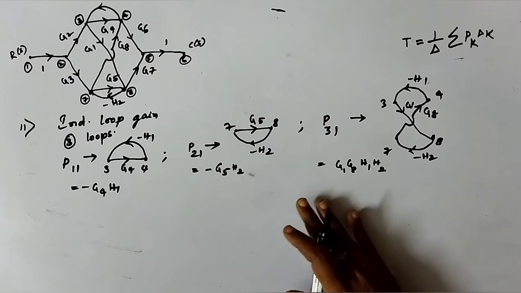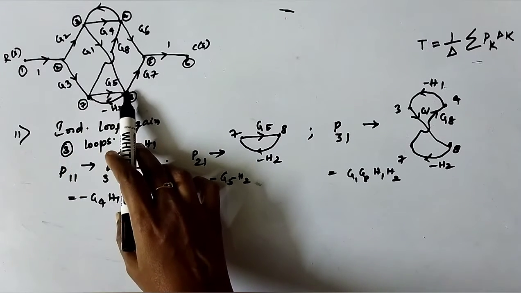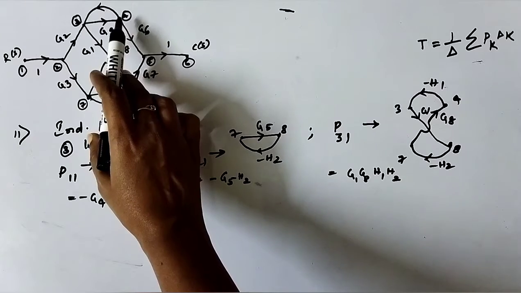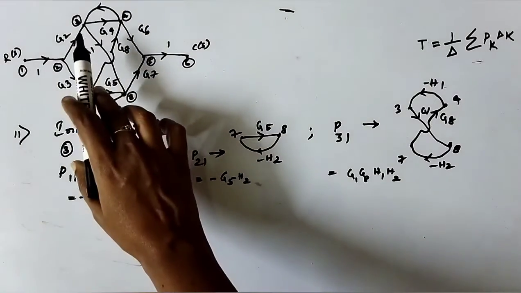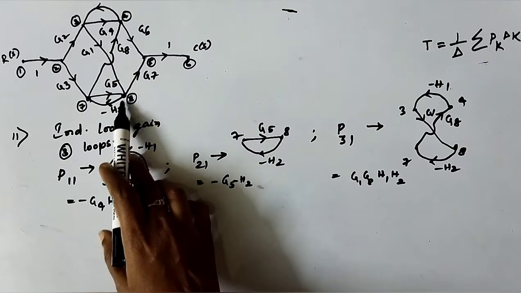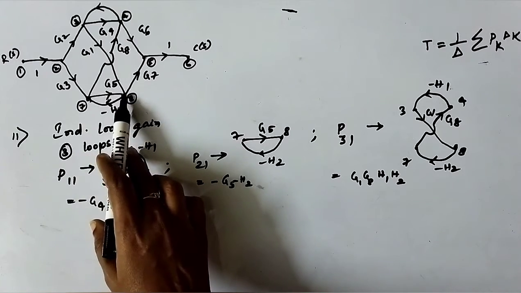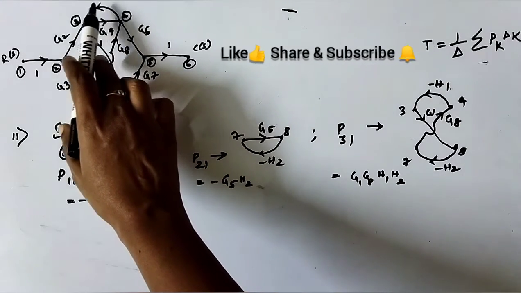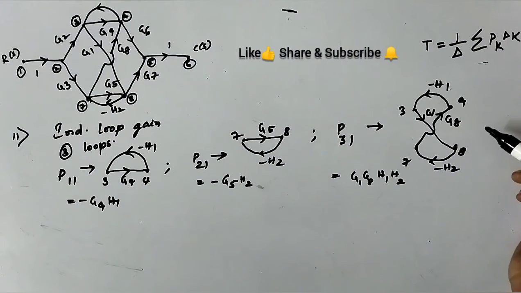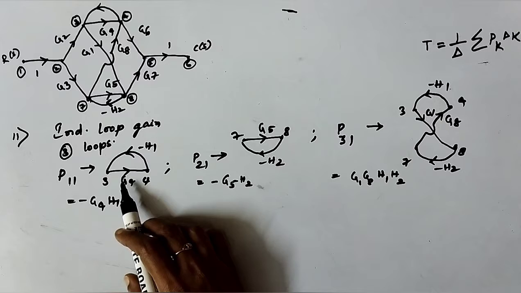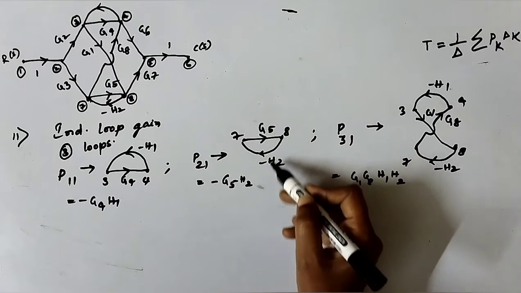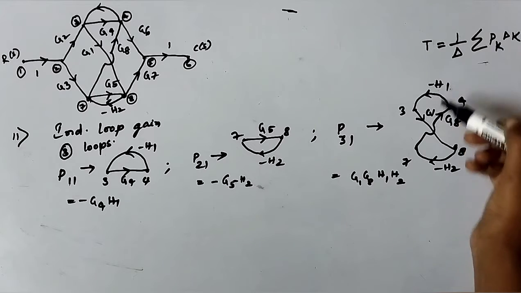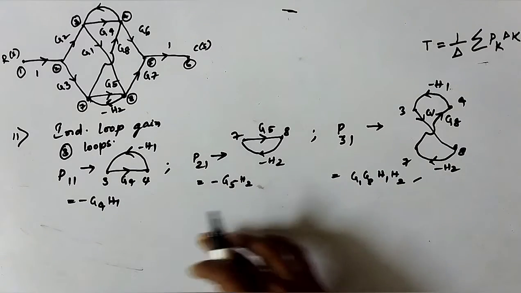Now we'll see the individual loop gains. There are 3 loops here. First, from 7 to 8, crossing 8 only once, again back to 7. Second, from 3 to 4 and 4, crossing only once, again back to 3. One more loop is from 3 to 8, 8 to 7, crossing 8 only once, then 7 only once, again to 4, and back to 3. So P11 would be minus G4 into H1. The second one would be G5 into minus H2. The third would be G1 into minus H2 into G8 into minus H1, so minus 1 becomes plus here. So I've got 3 individual loops.